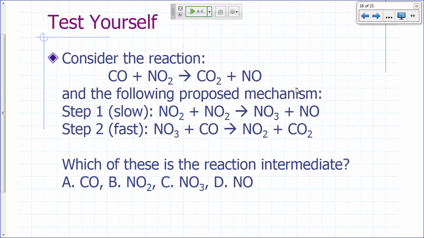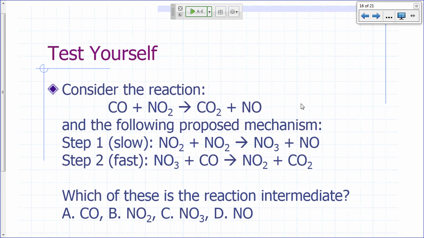Let's look at another one. Here's a test yourself question, a clicker question. Let's say you have a reaction between carbon monoxide and NO2 that produces carbon dioxide plus NO. So what happened here? Your oxygen transfers from NO2 to CO. And here's the proposed mechanism. NO2 plus NO2 gives you NO3 plus NO. One of the oxygens from one of the NO2s transferred to the other NO2. Let's say you propose that to be the slow step. And then afterward, your NO3 will collide with carbon monoxide to give you NO2 plus carbon dioxide.